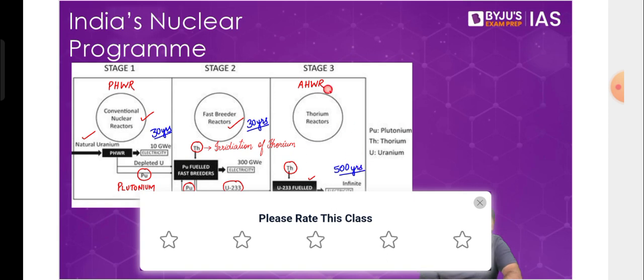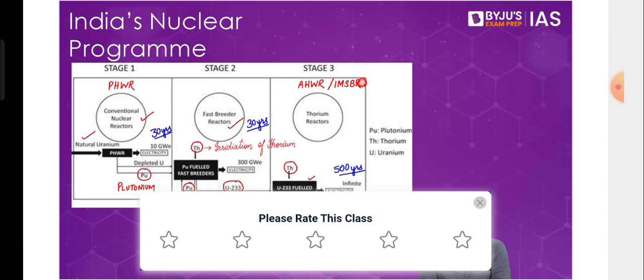So there is the advanced heavy water reactor, or there is one more reactor which is called the Indian molten salt breeder reactor. All right, these are the two types of reactors that we are using in this. Now, the Indian molten salt breeder reactor also has a very interesting story, and we'll discuss briefly about these two reactors as well. These two reactors, advanced heavy water reactors and the Indian molten salt breeder reactors, are reactors that are under construction right now. It's not ready yet.